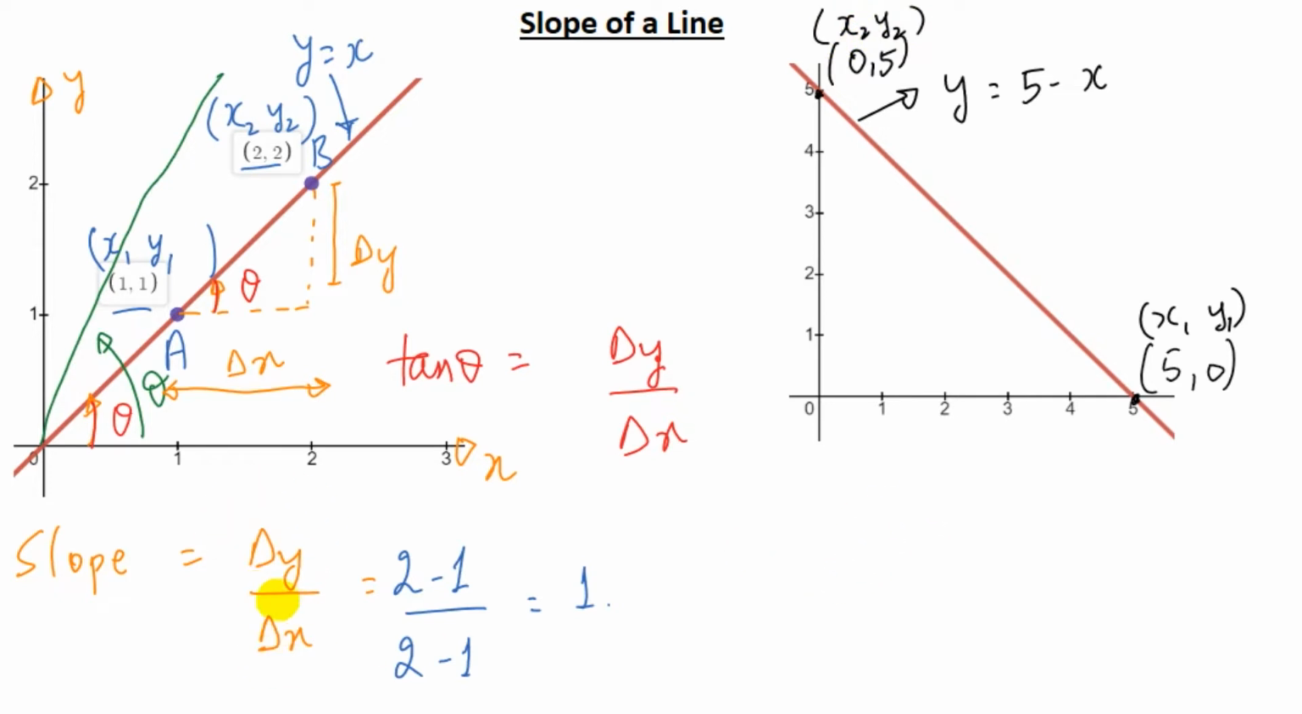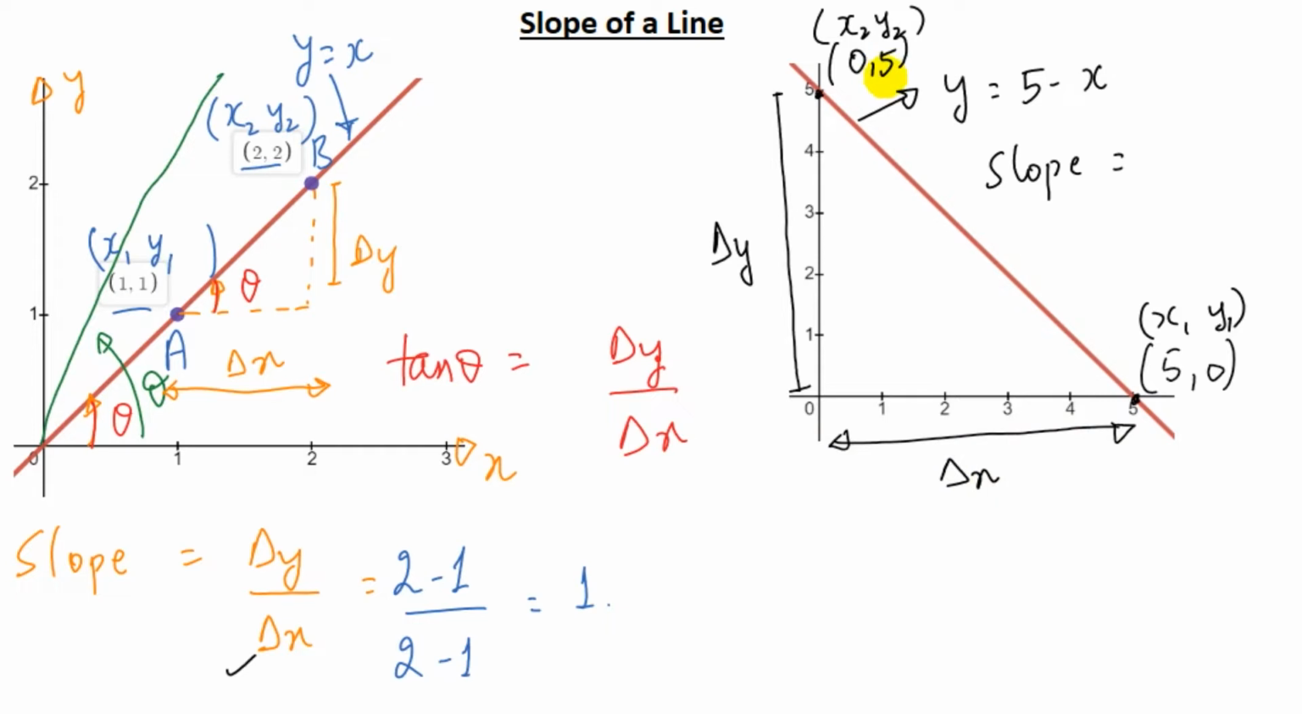Now slope, we know it is delta y over delta x. So this would be delta y, the change in y coordinate, and this would be delta x, the change in x coordinate. So delta y would be 5 minus 0, so this would be 5, divided by delta x, which would be 0 minus 5, that is minus 5. This would be equal to minus 1. So here the slope comes out to be negative 1. Slope is negative here, and in the previous case the slope is positive.